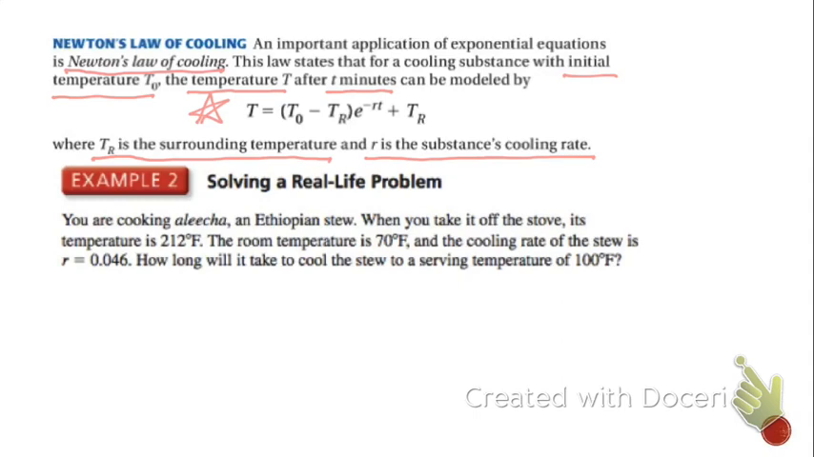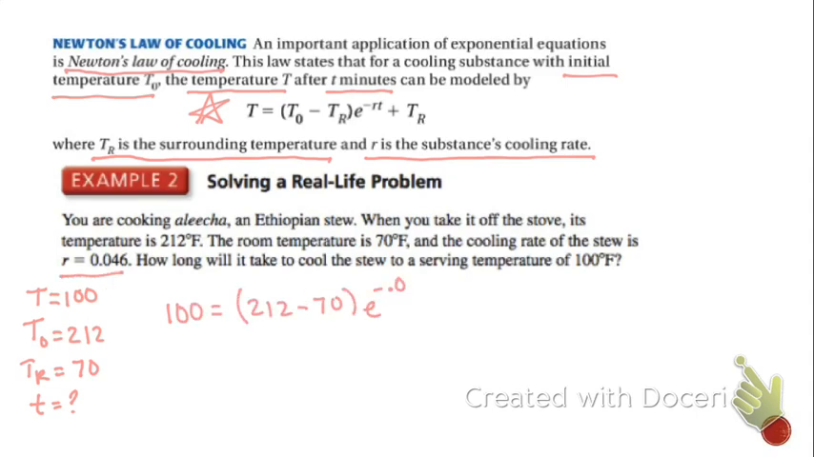So I'm cooking a licha, an Ethiopian stew, and when I take it off the stove, its temperature is 212 degrees Fahrenheit. The room's temperature is 70 degrees Fahrenheit, and the cooling rate of the stew is 0.046. I'm trying to find out how long it'll take to cool the stew to a serving temperature of 100 degrees Fahrenheit. So first I'm going to identify all of my variables here, and then I'm going to plug them right into my equation, right into that formula I was given.